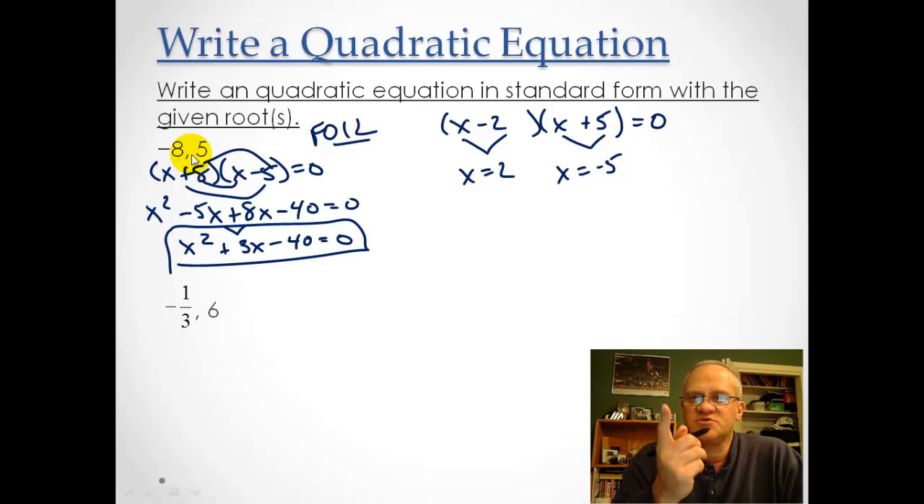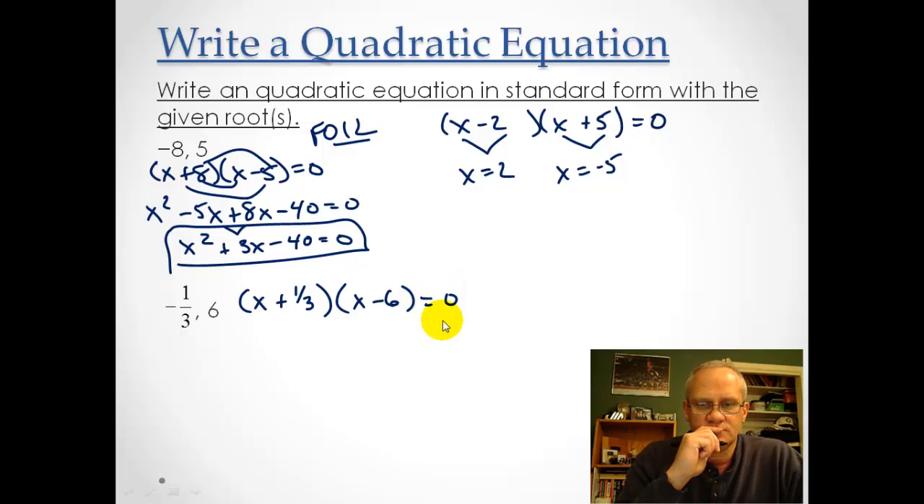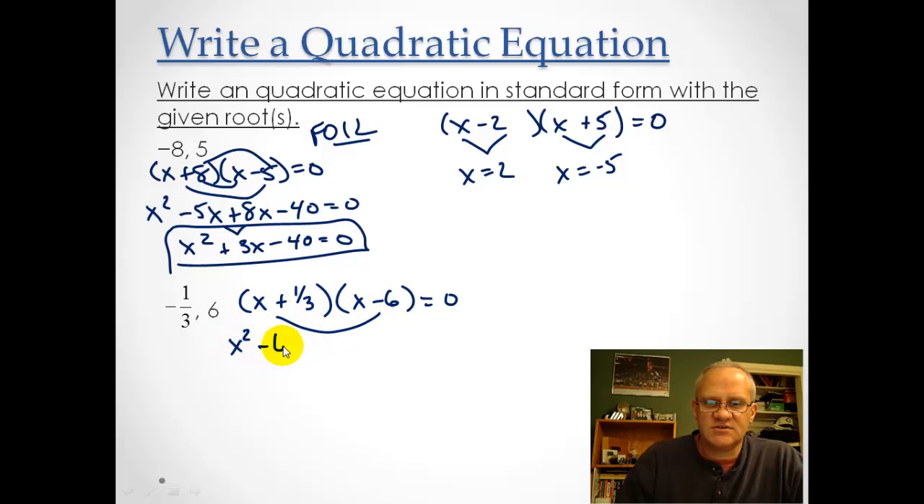All right, this last one, a little bit tricky here because of the fraction. But let's see what we can do. Remember, let's follow the same pattern. So that means this has got to come from what? X plus 1/3 and x minus 6 equals 0. Okay, so let's FOIL it together. So you got x times x, x squared. Then you're going to do x times negative 6, so negative 6x. Plus 1/3 x, and then 1/3 times negative 6 is going to be what? Minus 2, it looks like there.